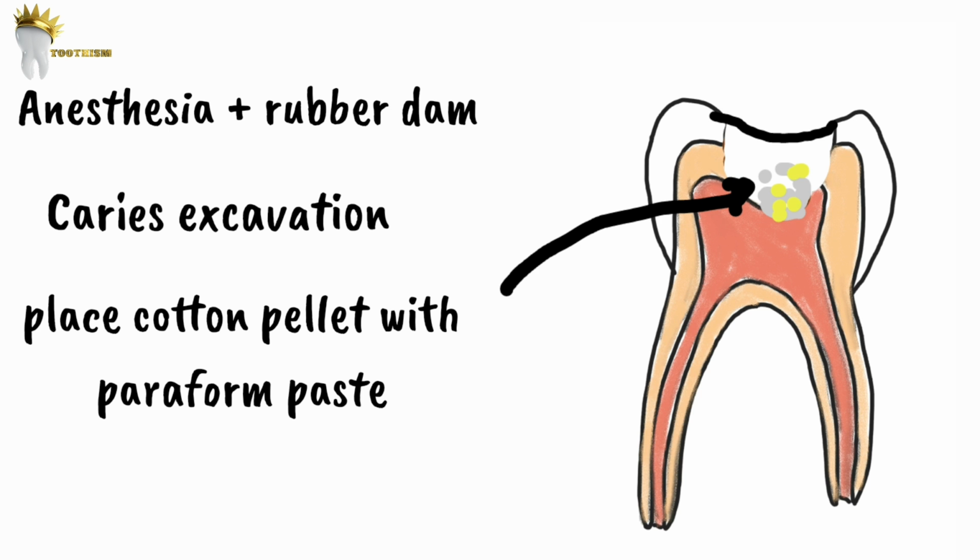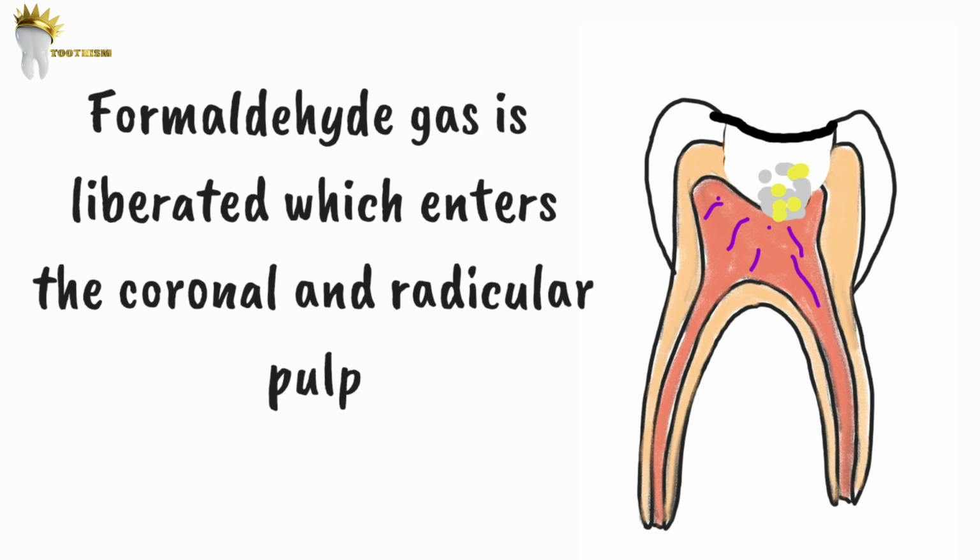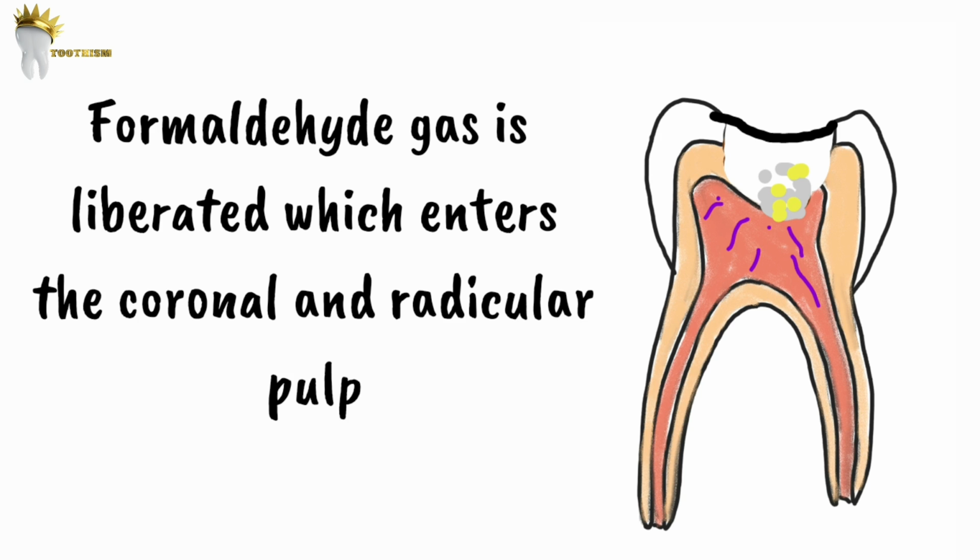After this, the tooth is sealed for a couple of weeks. Now what happens inside in the meantime is that formaldehyde gas is liberated. This formaldehyde gas enters the coronal and radicular pulp, thereby causing fixation of the tissues.